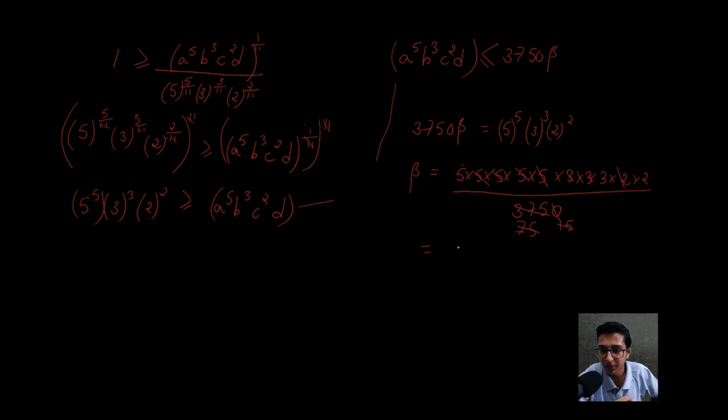5 into 3 into 2, which is 30. So this is our answer.